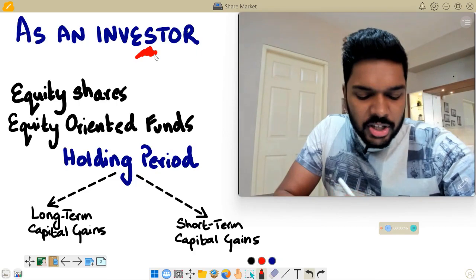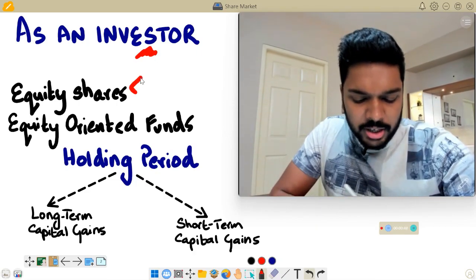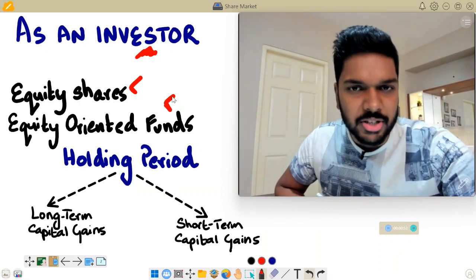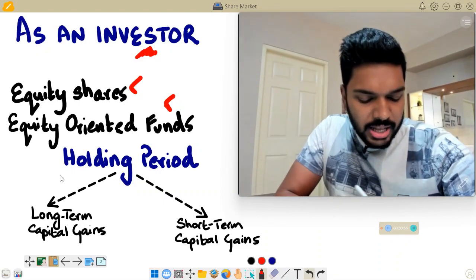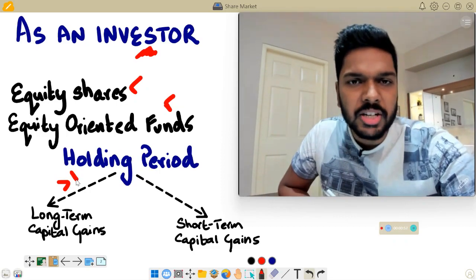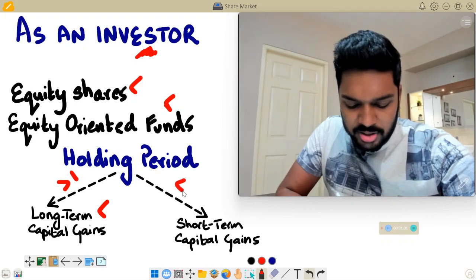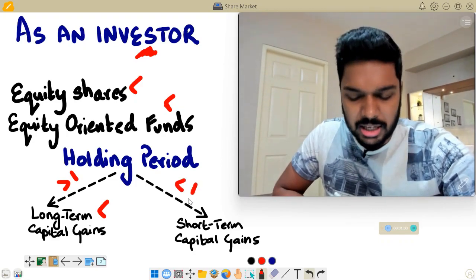As far as equity shares, equity-oriented funds, or mutual funds whose investment in equity is more than 65% are concerned, if the holding period is more than 1 year and you're making a profit, it's called long-term capital gain. If the holding period is less than 1 year and you're still making a profit, it's called a short-term capital gain.